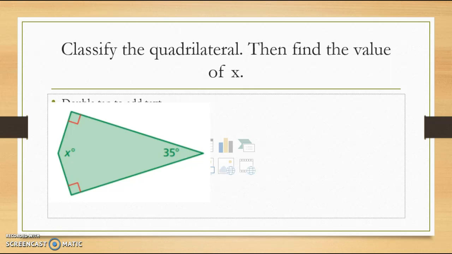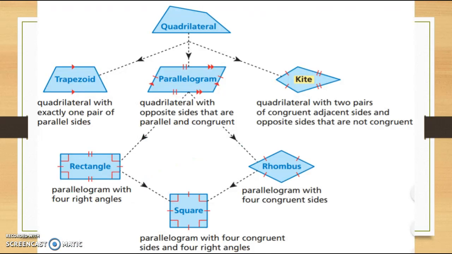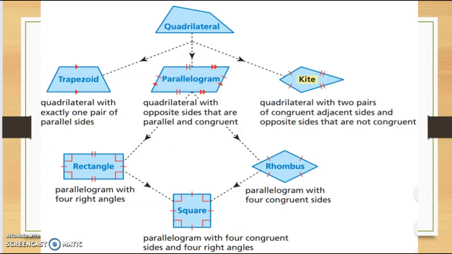Let's look back here. It cannot be a trapezoid because we don't have one pair of parallel sides. It can't be a parallelogram because all the sides are not congruent, and it cannot be a kite because we know nothing about the sides. So this one is just a quadrilateral.